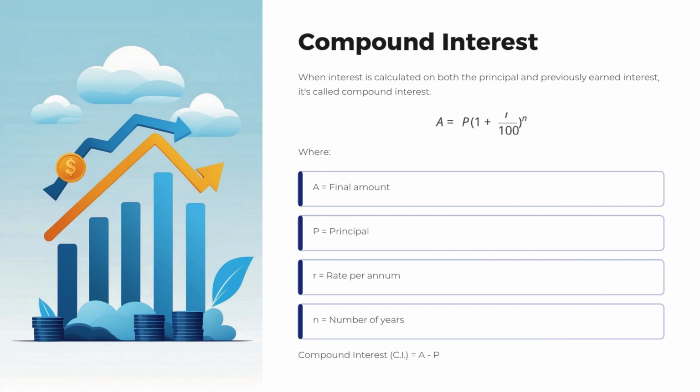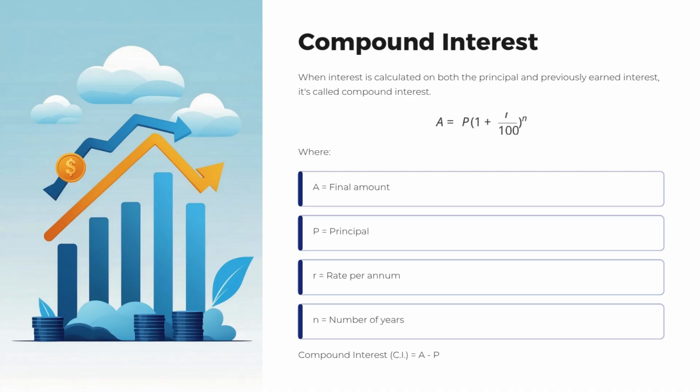Compound interest. Definition. When the interest is calculated not only on the original amount of money, the principal, but also on the interest that has already been earned, it is called compound interest. This means the amount grows faster, because each year's interest is added to the principal before calculating the next year's interest. Formula. Final amount equals principal multiplied by (1 plus rate divided by 100) raised to the power of the number of years.